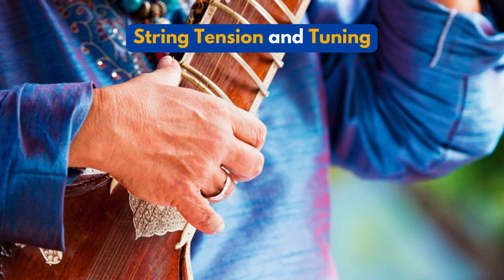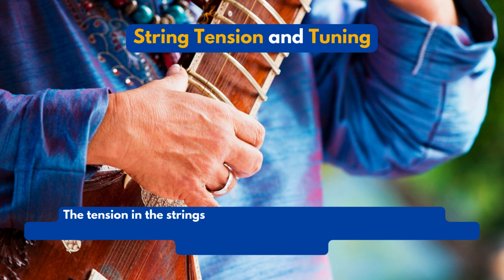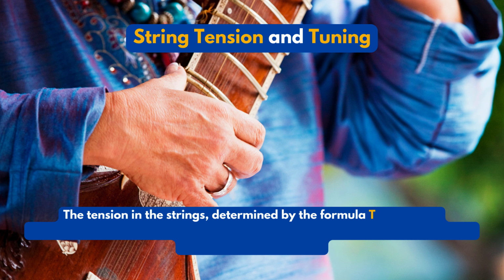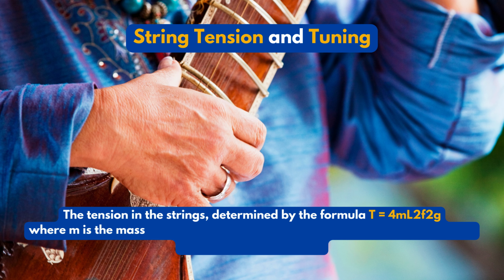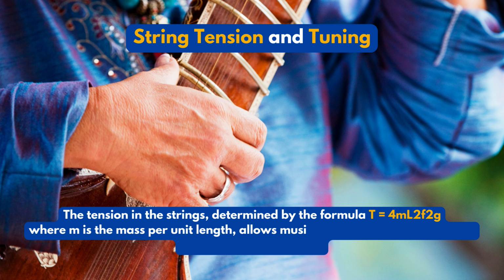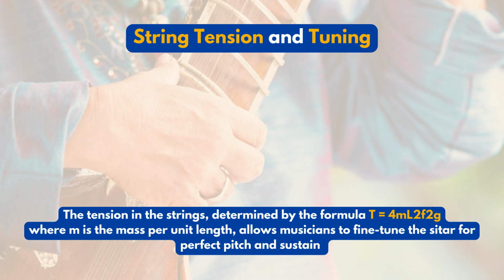String tension and tuning. The tension in the strings, determined by the formula T equals 4mL²f², where m is the mass per unit length, allows musicians to fine-tune the sitar for perfect pitch and sustain.